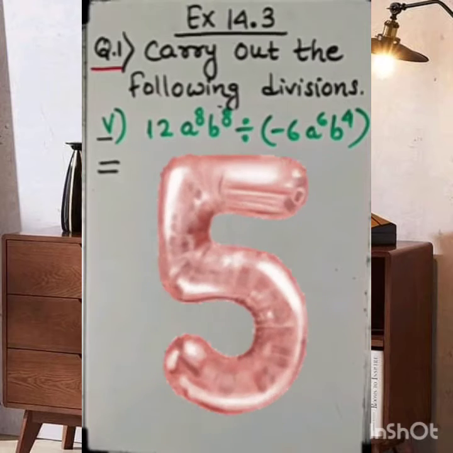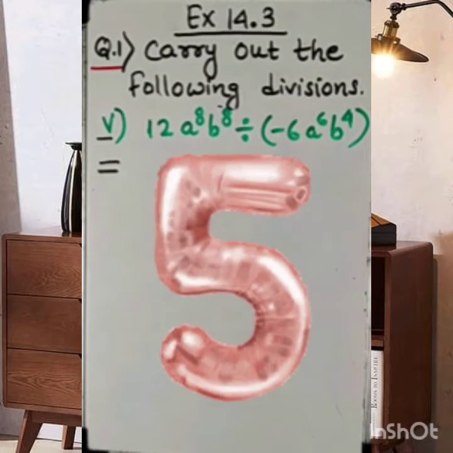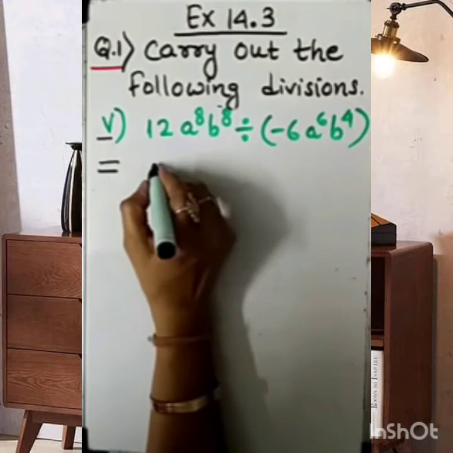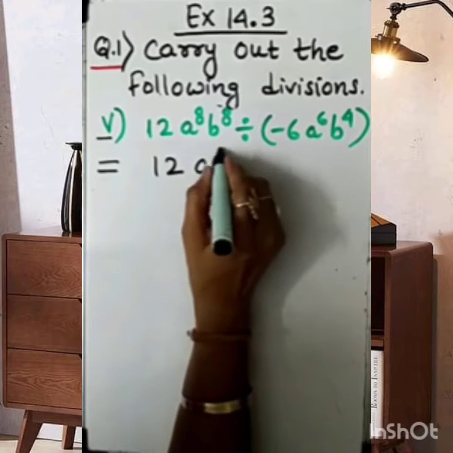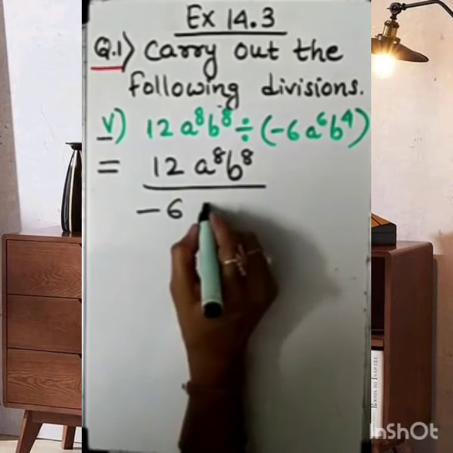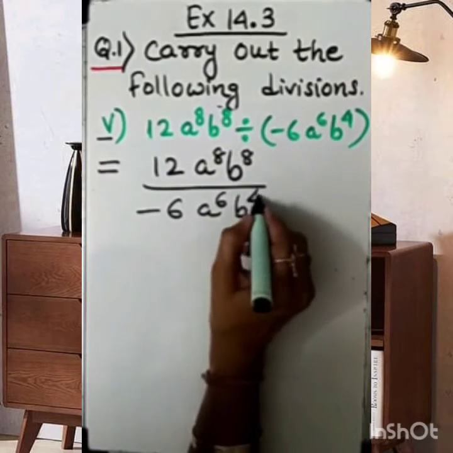So the fifth is on the screen, dear student. 12 a to the power 8 b to the power 8 divided by minus 6 a to the power 6 b to the power 4. So let's note down 12 a to the power 8 b to the power 8 upon minus 6 a to the power 6 b to the power 4.